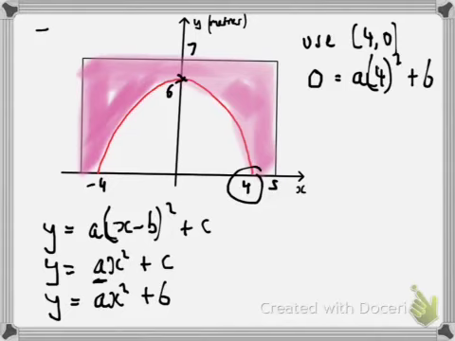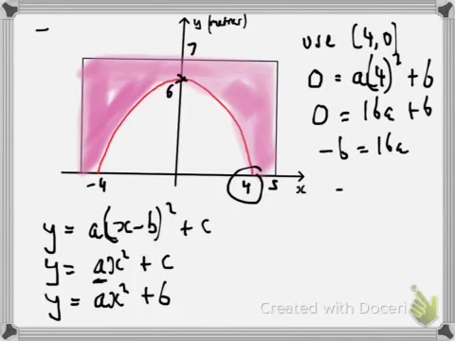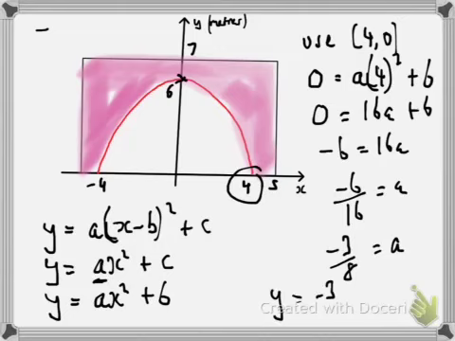Remember, this is our general approach to find an a value in any of these types of graphs. We substitute in a point. So 0 equals 16a plus 6. Negative 6 equals 16a. Negative 6 on 16 equals a. Cancel that down, we get negative 3 on 8 equals a. So our equation is y equals negative 3x squared on 8 plus 6.